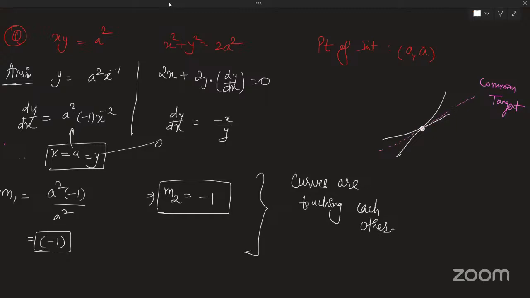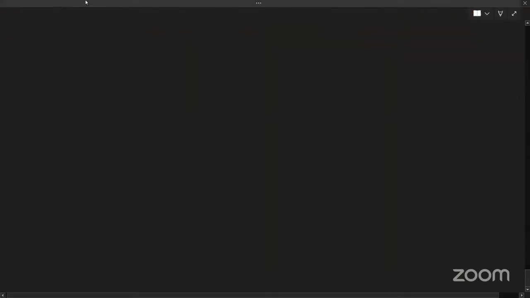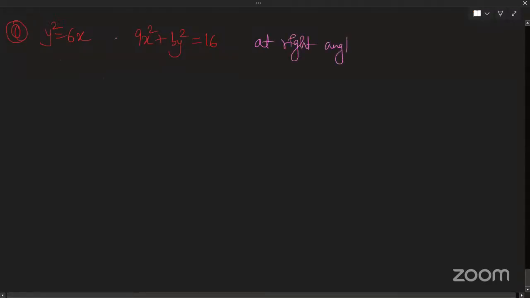Okay, so we'll be doing one more question related to this. You have been given two curves. The first curve is y square is equal to 6x. The second curve is 9x square plus by square is equal to 16. And it is being told to you that both of these curves are intersecting at right angles. So it is asking you to find the value of b.